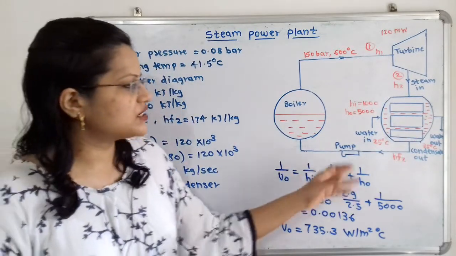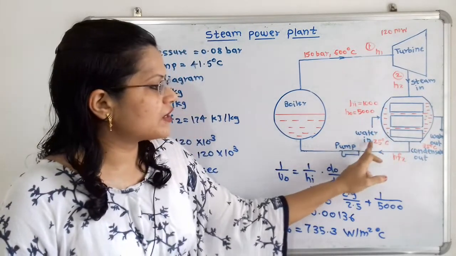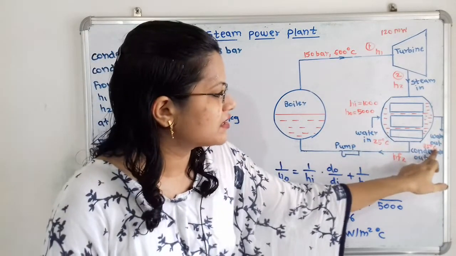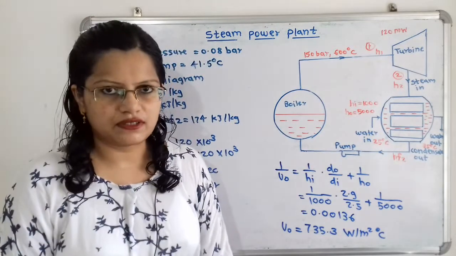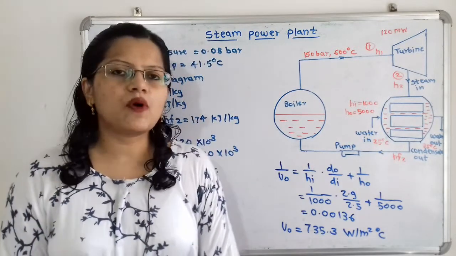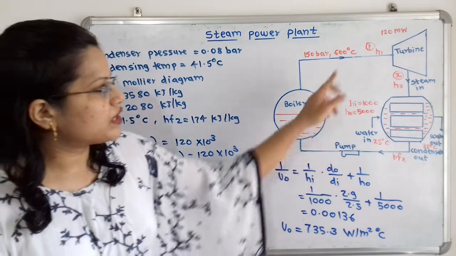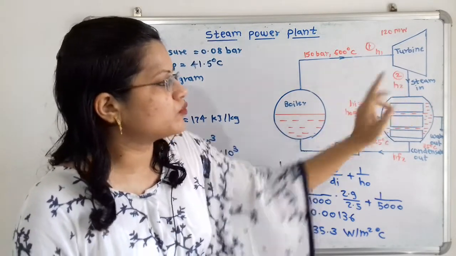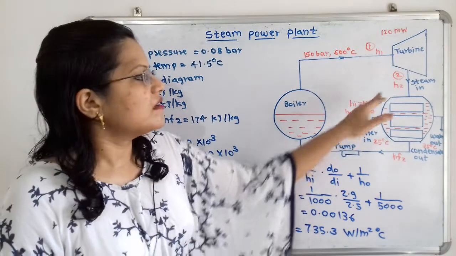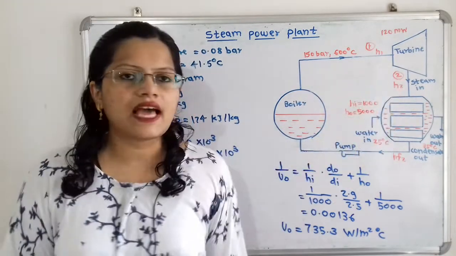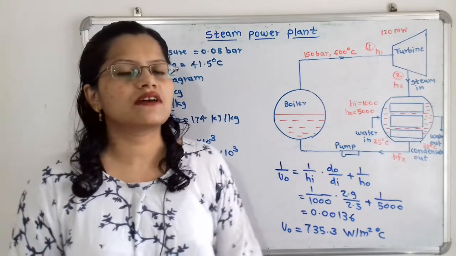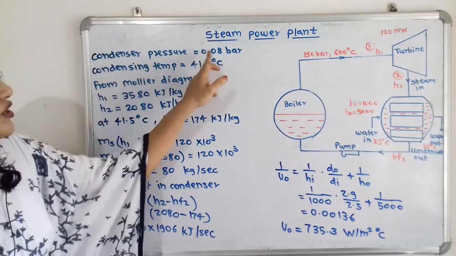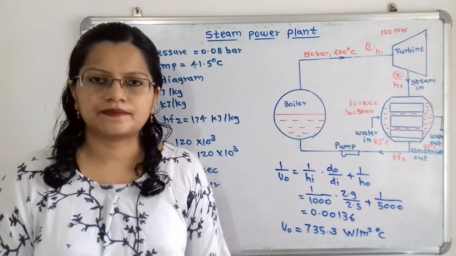Only here the change is in the water temperature: at the inlet of water there is 25 degrees Celsius temperature and at the outlet it is 35 degrees Celsius temperature. Now we will use the Mollier diagram and we will find out the enthalpy at point 1, that is H1, and the enthalpy at point 2, that is H2. So while we are going to find out the enthalpy H2, we have to consider the pressure that is the same, that is the condenser pressure 0.08 bar.